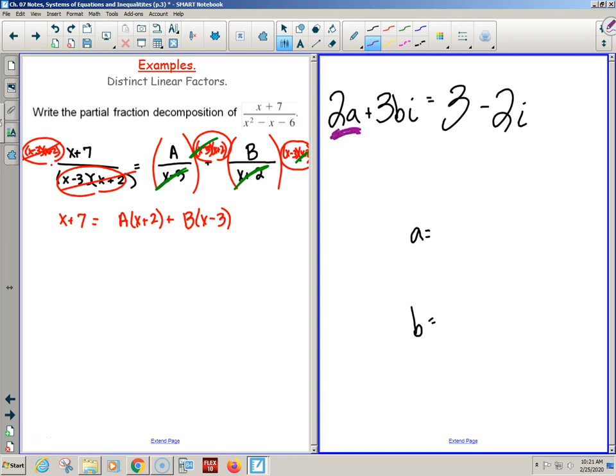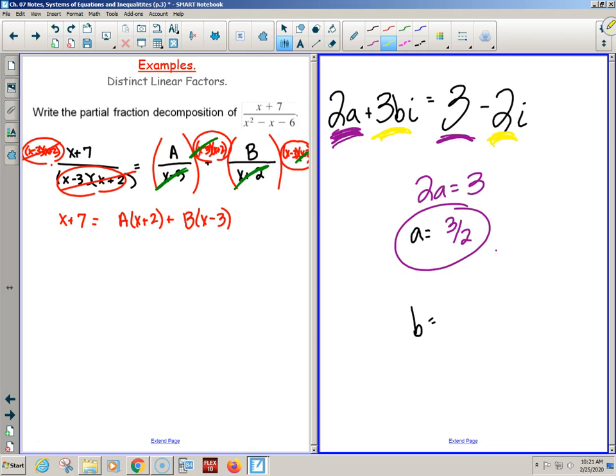What do we compare him to? Because, isn't he real and he real? I say you're real, okay, cool. So 2a has to make 3, which means a is going to be 3 halves. And what's 3b need to equal? -2, because that's imaginary and that's imaginary.